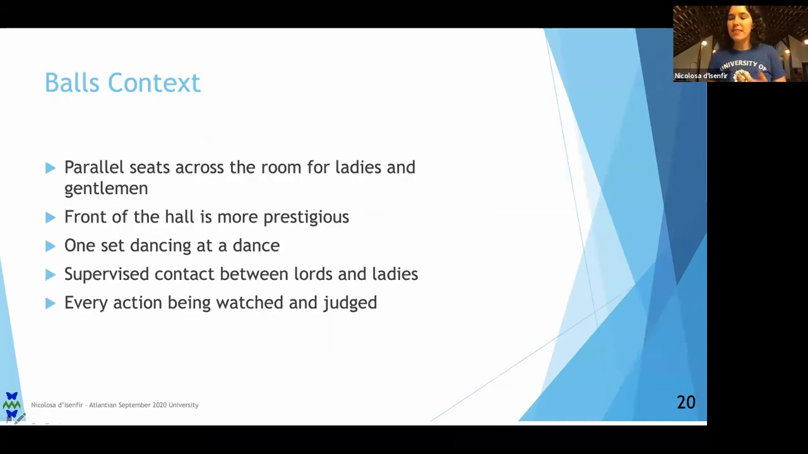I talked a little bit at the top of the hour about the balls. The room would be set up with parallel lines of seats across the room, the lords on one side and the ladies on the other. This would be supervised, and it would be your chance to contact the other group. However, it would also be supervised and noted how many times you invited someone of the opposite gender to dance. If you invited them too many times, that may show your love and therefore incite much gossip as to whether there is something more going on there. So you would have to be very thoughtful in how you invited people to dance.